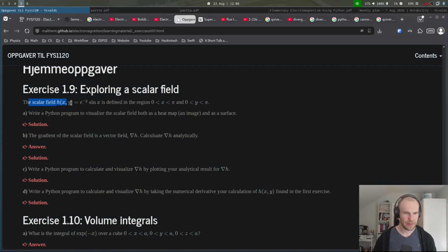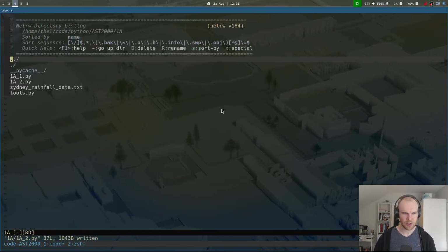So we have this scalar field here, which is just e to the minus y sine x, and it's defined in the region 0 to pi and 0 to pi for x and y values. Then we're going to write a Python program to visualize the scalar field both as a heat map, an image, and as a surface. I'm going to try to do this from scratch. It's not the point that I'm going to remember it entirely from scratch, but I can try.